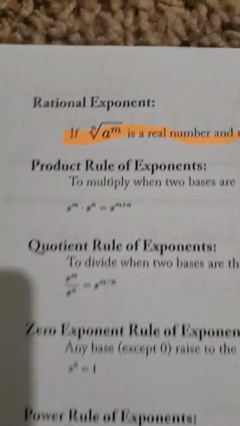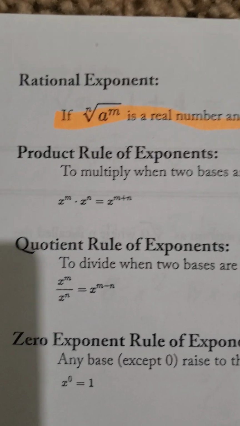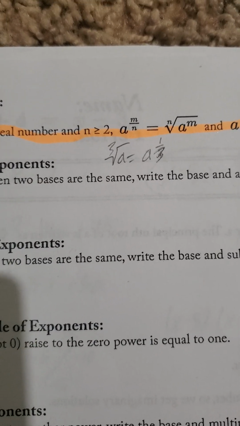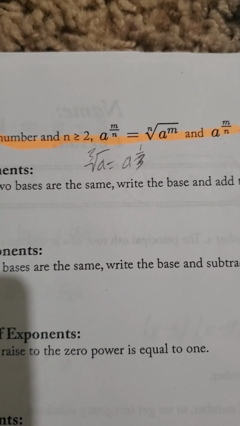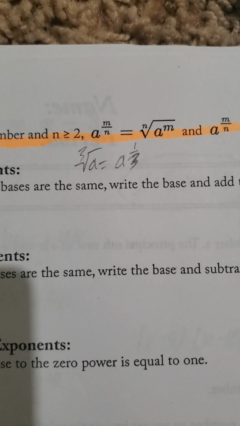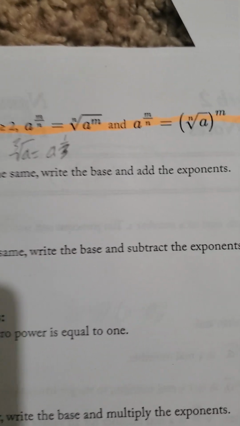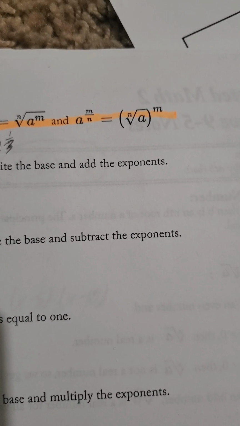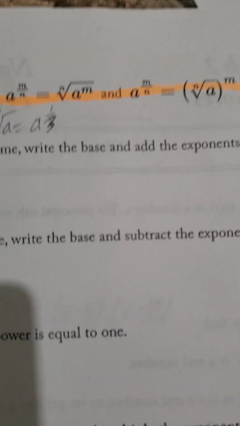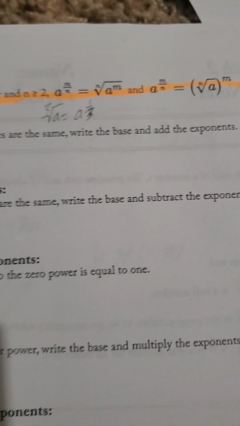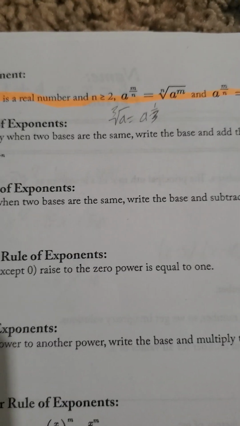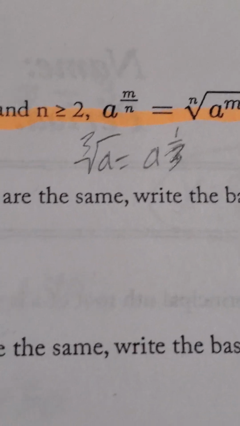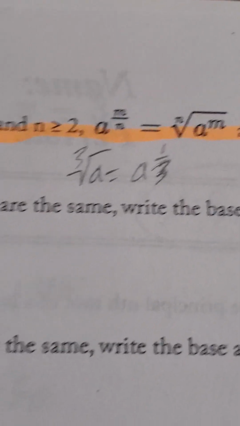Okay. So if the nth root of a to the m power is a real number and n is greater than 2, a to the m over n is equal to the nth root of a to the m power, and a to the power of m over n is equal to the nth root of a, in parentheses, to the m power. That is probably the most confusing thing you're going to hear, but this is basically what it means. Let me zoom in right here. The third root of a is just a to the 1/3 power.